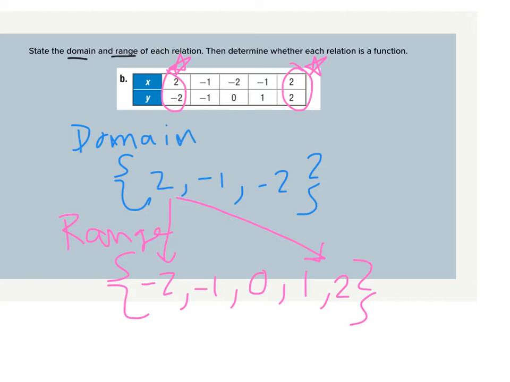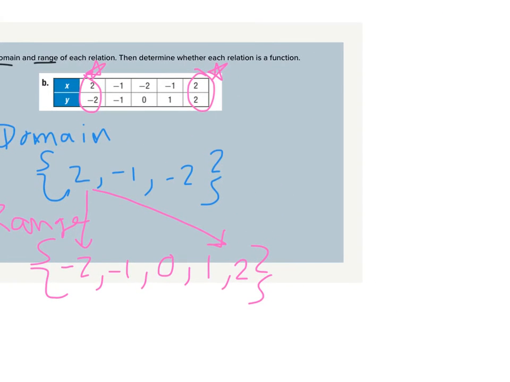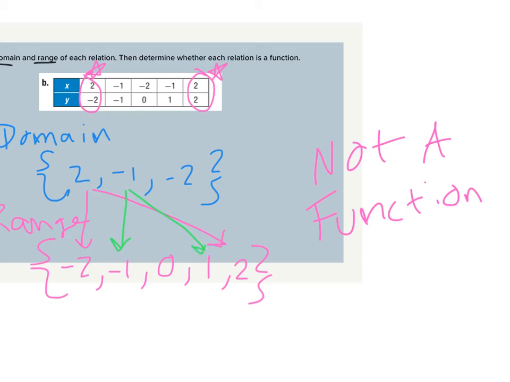So would this be a function? No, it's not a function, because we can't have 2 y values for one x value. For -1 also, this goes to -1 and 1, so this would also make it not a function. But once we have one x value that points to 2 y values, it automatically is not a function.